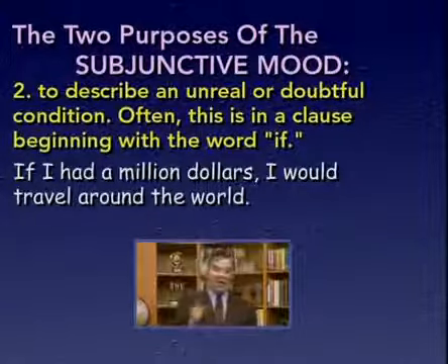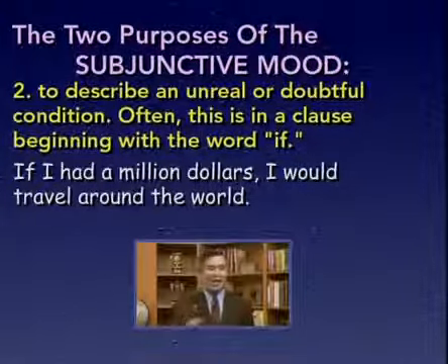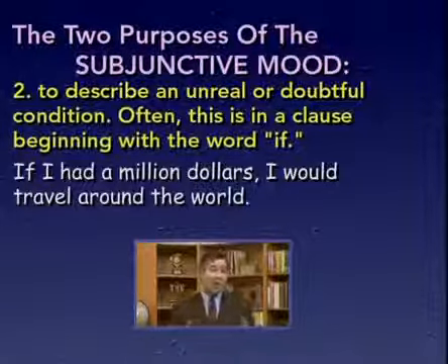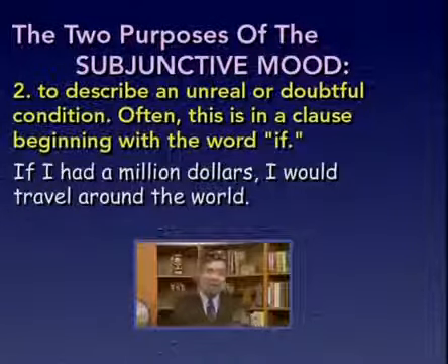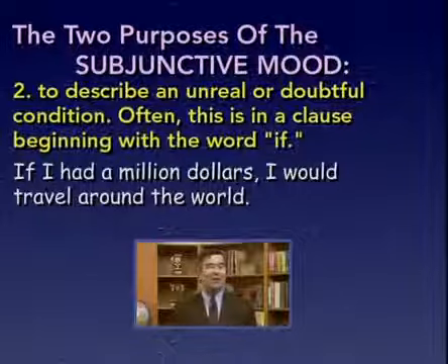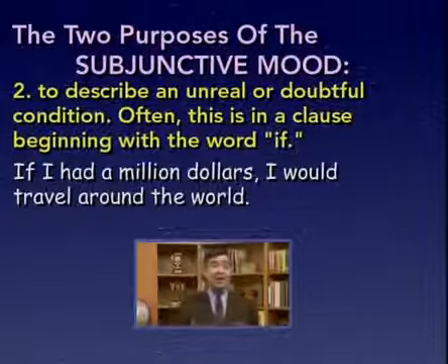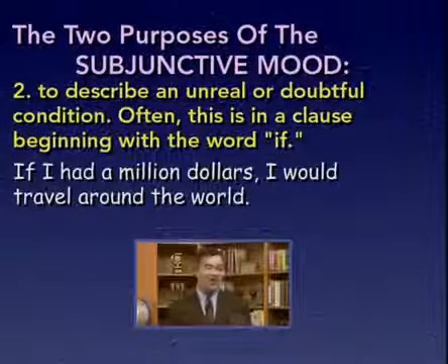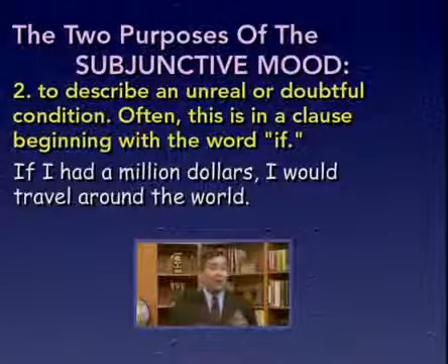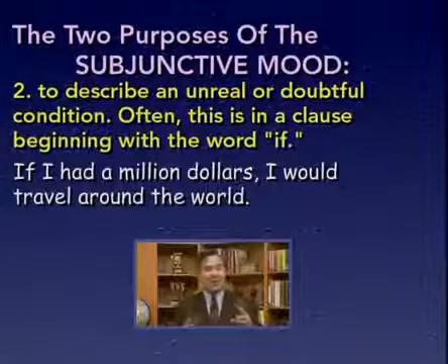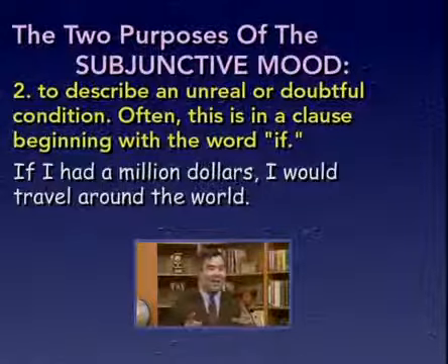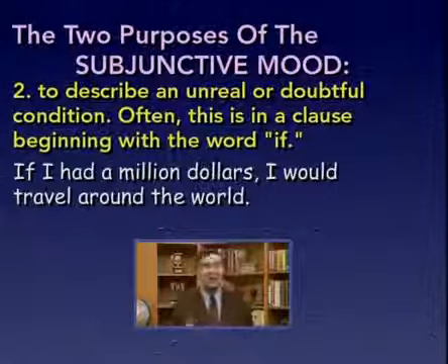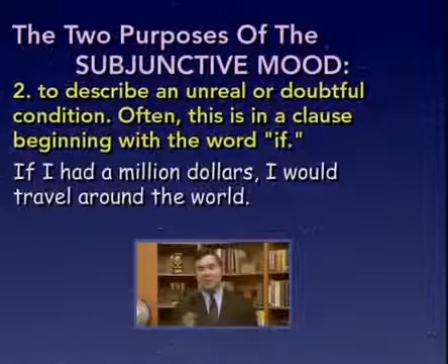Now, the first clause is describing an unreal or doubtful condition. We can tell from reading this sentence that, unfortunately, it's not true. I don't have $1 million, and that's why I'm speaking with you rather than traveling around the world. So that first clause is describing an unreal condition. It begins with if. This is a perfect circumstance in which to use the subjunctive mood.